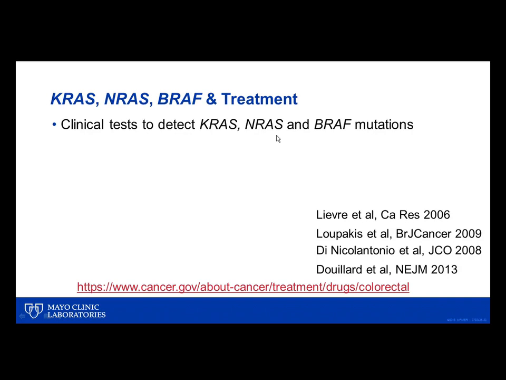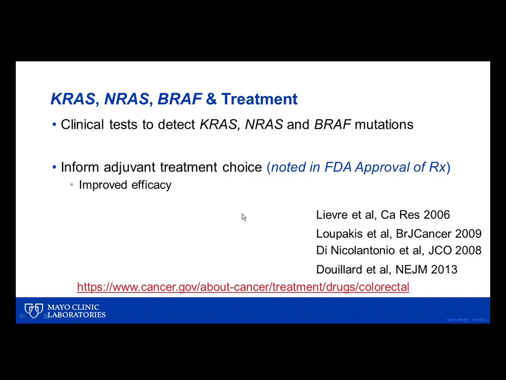I included this link in response to a question submitted in advance showing the drugs that have been approved by the FDA for treatment of patients in the context of colorectal cancer, and they include drugs where the results of these tests are actually informative to the treating providers. So what these assays will do is inform the adjuvant treatment choice, and this is actually noted in the FDA approval of these treatments, and to improve the efficacy by only prescribing anti-EGFR inhibitors to patients who lack mutations in these genes.